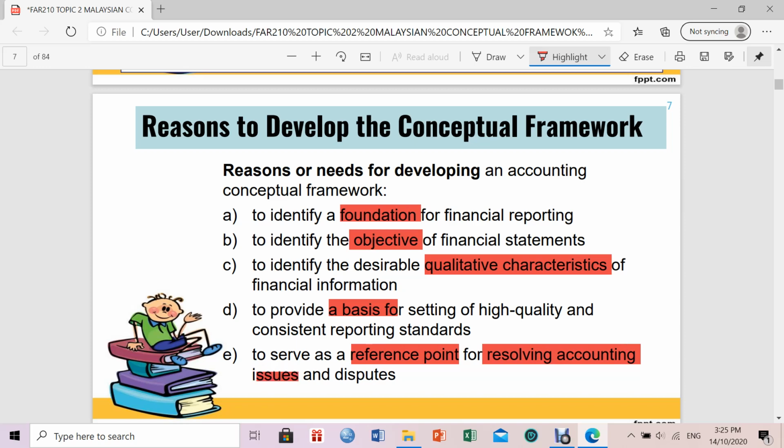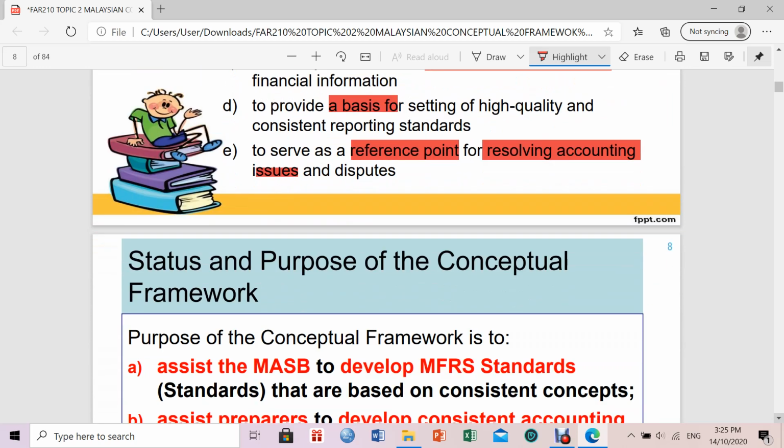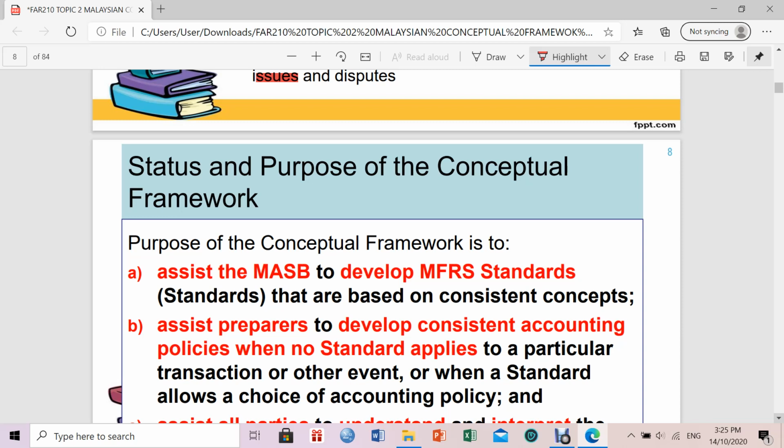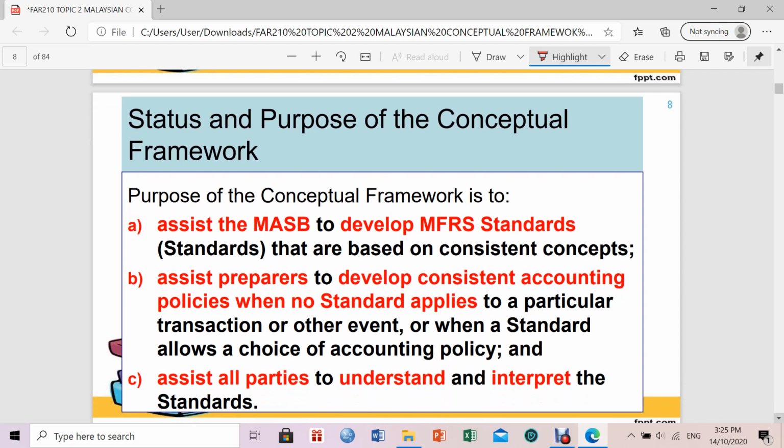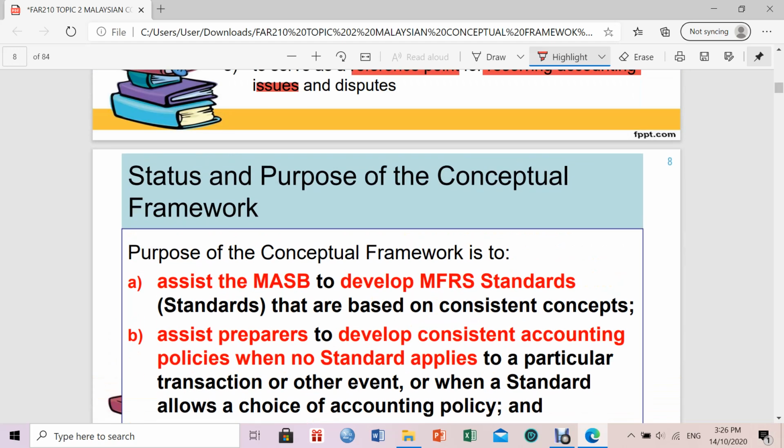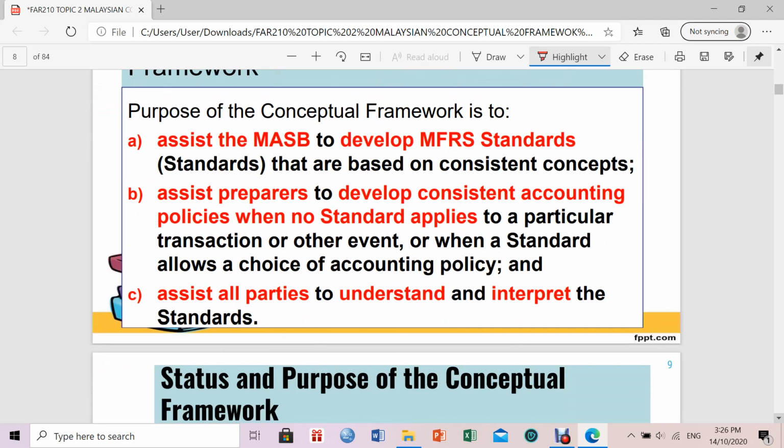All right. Now, we want to discuss in more detail the purpose of the conceptual framework for financial reporting in Malaysia. So there are three as discussed earlier: to assist MASB to develop the standards, to assist the preparer to develop consistent accounting policies when no standard applies, and last one to assist all parties to understand and interpret the standard. So this is similar to the previous one actually, just a revision for you.